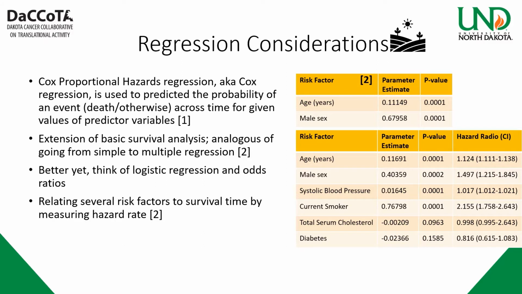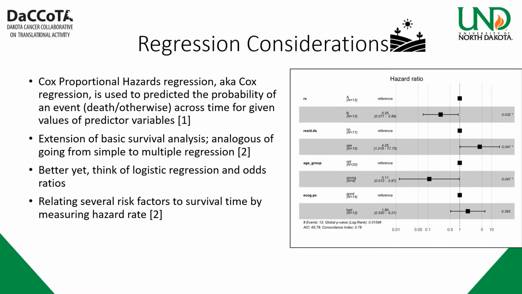Now, another way of explaining Cox regression is that it relates several risk factors to survival time by measuring the hazard rate. Again, that's why we almost always get the hazard ratio when we're doing Cox regression. Here's another way of showing the hazard ratio. This is data from the Framingham Heart Study, or Rx, so it's looking at survival rate. Rx is a therapy regime. This one is regression of a tumor. This is age, and then ECOG is patient's performance.